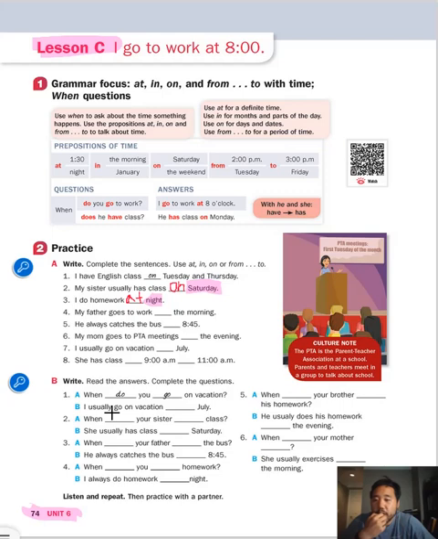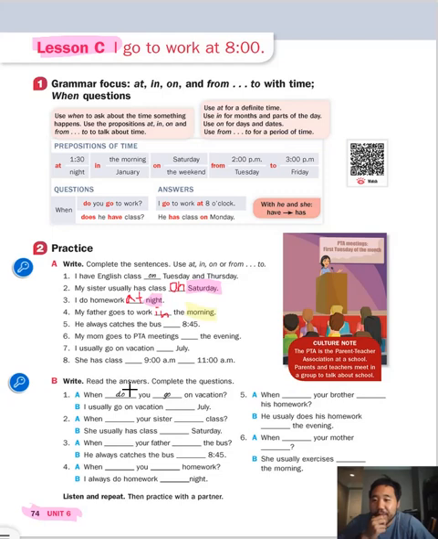Number 4, my father goes to work blank the morning. Here, morning. Morning is for part of the day. So if we remember the preposition chart, part of the day can be described by using at and in. But for this part of the day, it's the morning, so we have to use in.